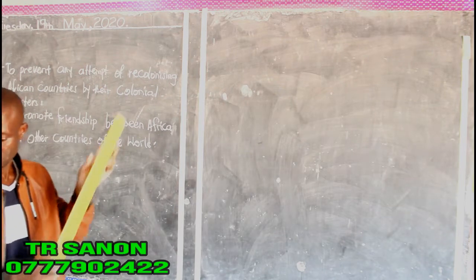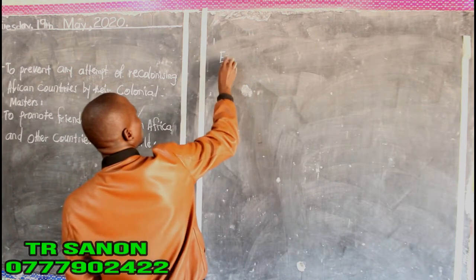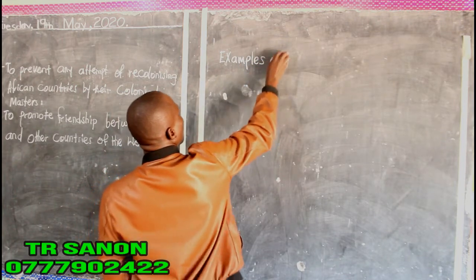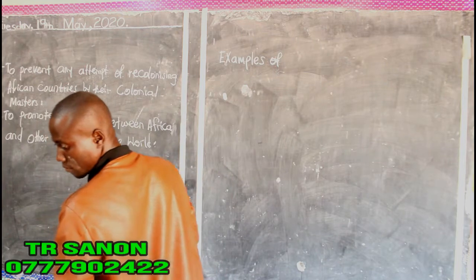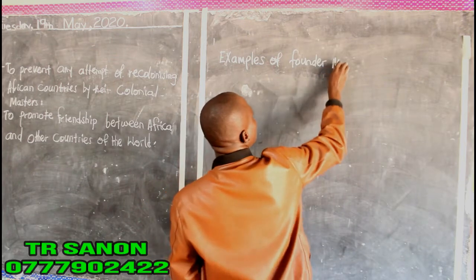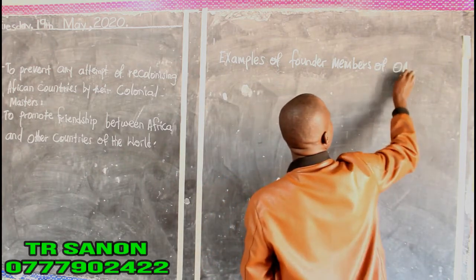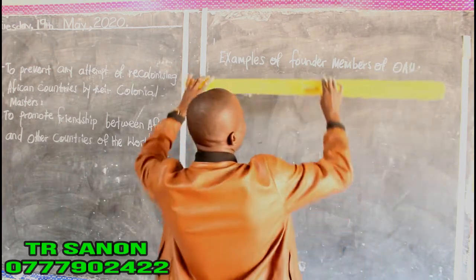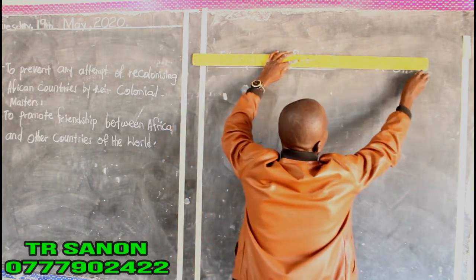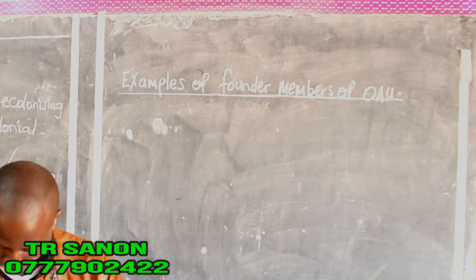We have a table. Our heading will be very simple: Examples of founder members of OAU.